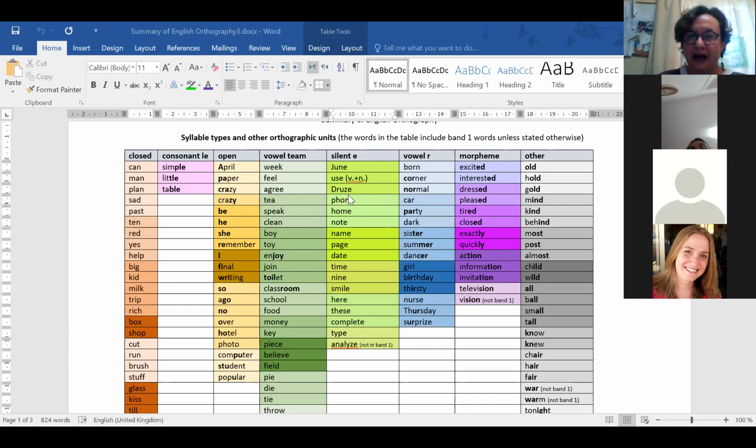And what I did here, following my discussion with him, is that I organized all those graphemes and orthographic conventions into groups. And the groups are mainly according to syllable types, okay? So if you look here, this is this Word document that I asked Nicole to send you this morning. I took all the examples from Band 1 words, okay? This is the work that I've done with Rita and with Fern.